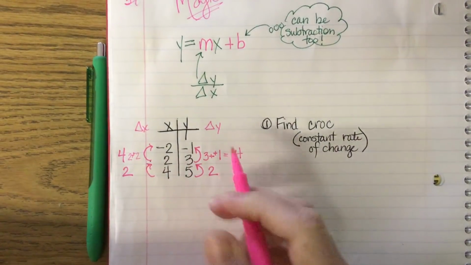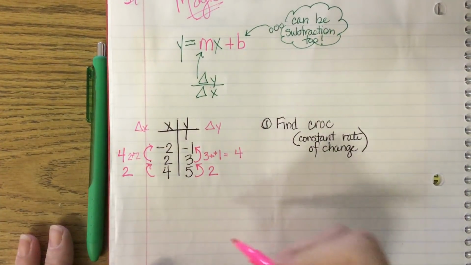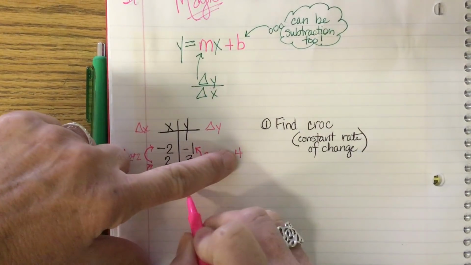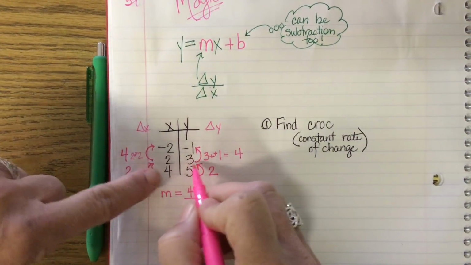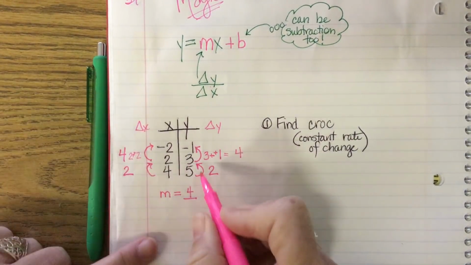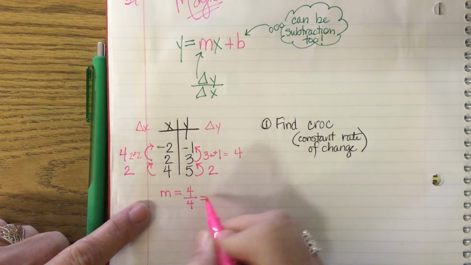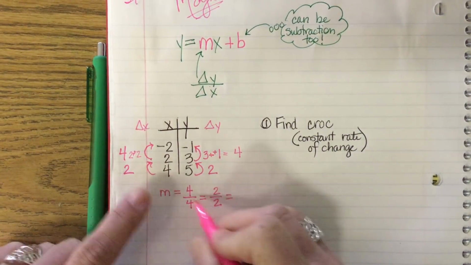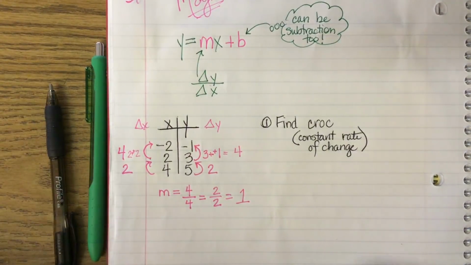So what this means is that your change in y divided by change in x, your m, is going to be either 4 divided by the change in x for that same point, the same points on that linear equation. 4 divided by 4, or you can use 2 divided by 2, and guess what? Those are the same values. They all equal 1.